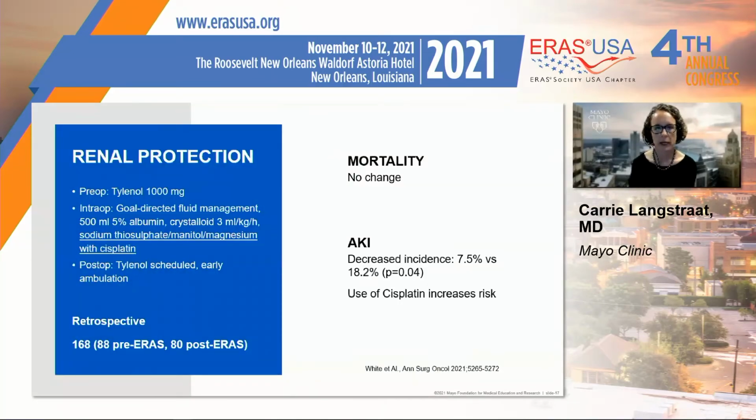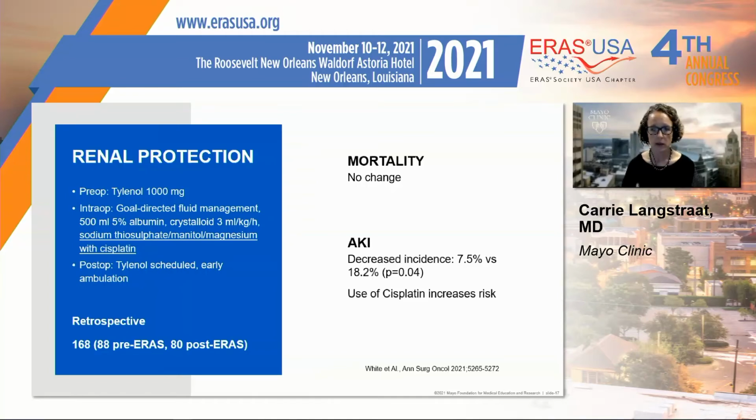In this study by White et al., they used goal-directed fluid management. They had crystalloid at 3 milliliters per kilogram per hour, and they used 500 milliliters of 5% albumin. But they added sodium thiosulfate, mannitol, and magnesium as renal protective agents for patients being treated with cisplatin. So it's again a retrospective study. They saw no change in mortality. They actually saw an improvement in the risk of acute kidney injury. They decreased the incidence of acute kidney injury from 18.2% to 7.5%. This was seen primarily in the patients undergoing HIPEC with cisplatin.